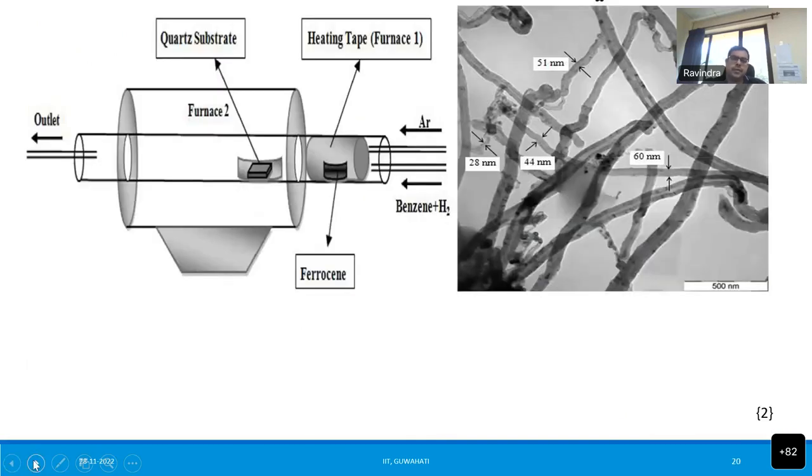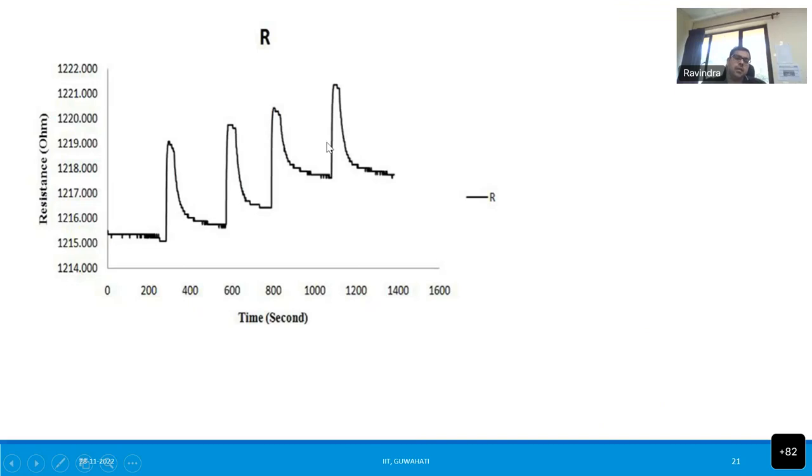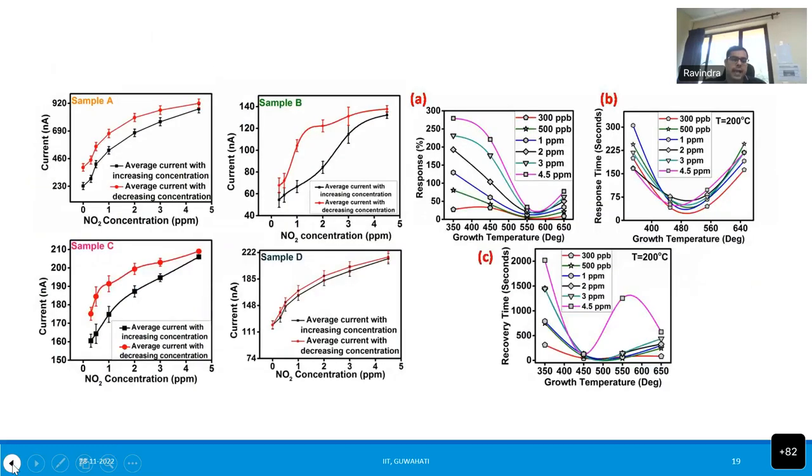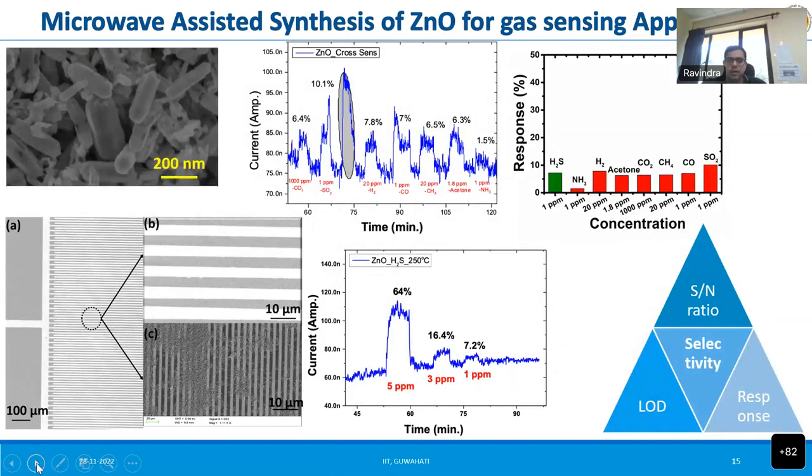This is some data I have taken from some literature on CNT based sensors. From the graph you can clearly see that the device is performing very, very poorly. Some kind of chemisorption is happening and it is not allowing the sensor to recover. Okay, so you have to have some other provision like pulse heating or UV light irradiation to get it recovered.